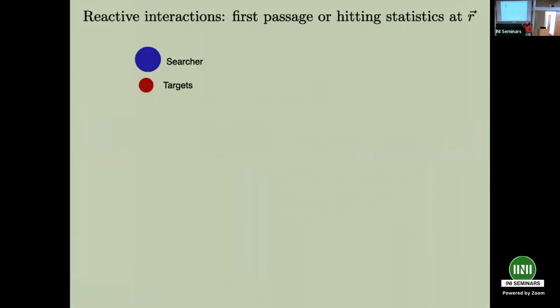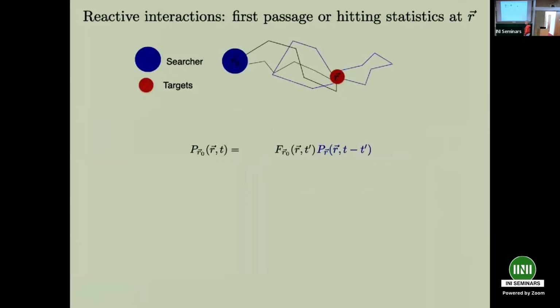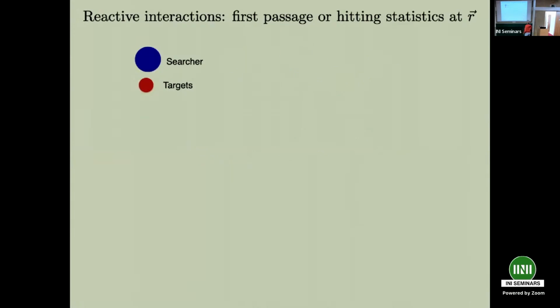Now let's come back. I haven't talked about first passage. Now we can talk about first passage. We're still thinking about searcher and target. And if you're interested in first passage statistics, again, probably in this audience, I don't think this is very well known. So what is this? This is a renewal equation that you use, and you connect the first passage to the occupation probability.